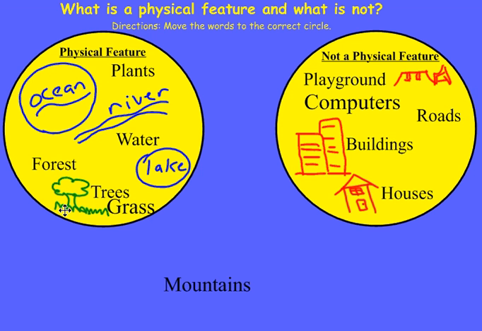And the last one are mountains. I don't know. Yesterday at work, I think I made a mountain. Okay, I'm just kidding. I made a mountain of trash. That's not the same. So over here, mountains are definitely a physical feature. And usually on maps, they look something like tops of triangles.